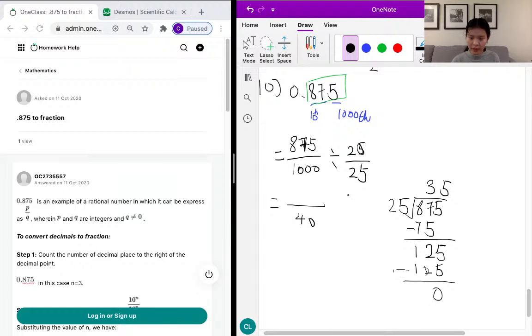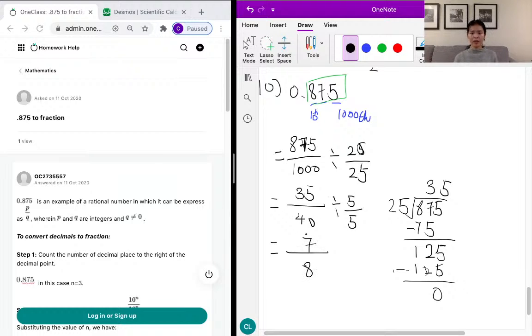Equals to 0. So here we have 35, and our fraction is reduced to 35 over 40, which can be further reduced because they have another common factor, which is 5. So you just divide both the top number and the bottom number by 5. And 35 divided by 5 is 7. 40 divided by 5 is 8.